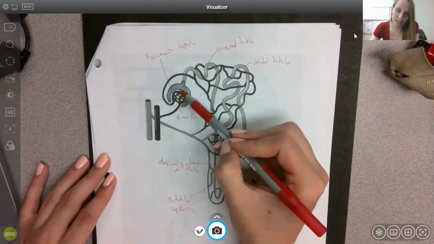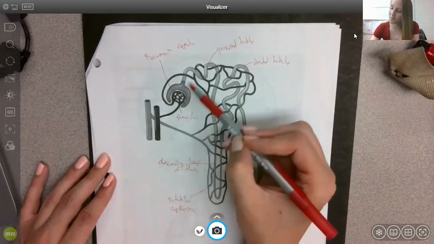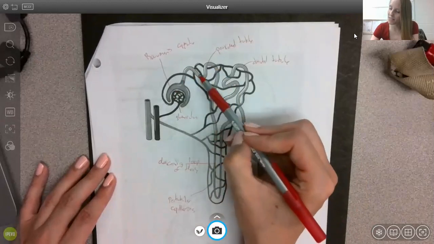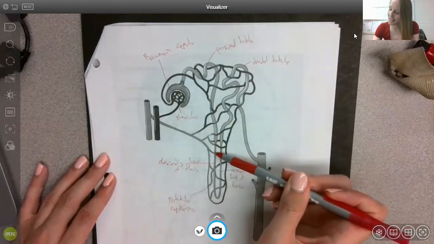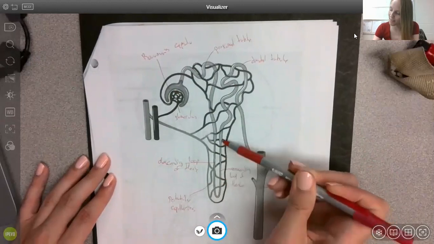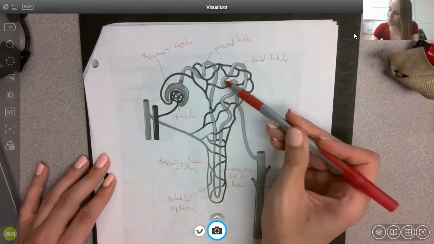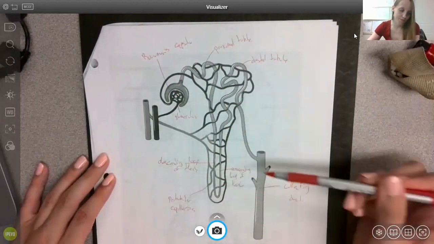The glomerulus, like I said, is here. That's the capillary bed. Around that, we have the Bowman's capsule. This wiggly tube right here is the proximal tubule. It goes down into the descending loop of Henle and then the ascending loop of Henle. Then this wiggly bit up here is the distal tubule, and that goes into the collecting duct.